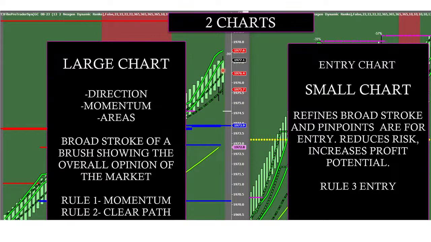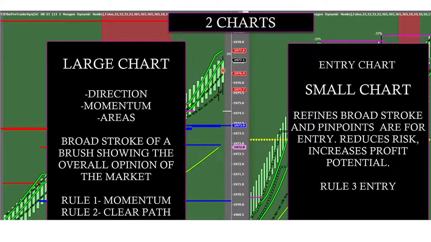If the background on your large chart is green, the market's going up. It's easier to go up with it. If the background is red, it's going down. It's easier to go down with it. Your large chart will let you know if you have the advantage of momentum through rule number 1 for that high probability trend trade. Your large chart will also let you know if there's nothing in your way. If you have a clear path, that's going to be rule number 2.